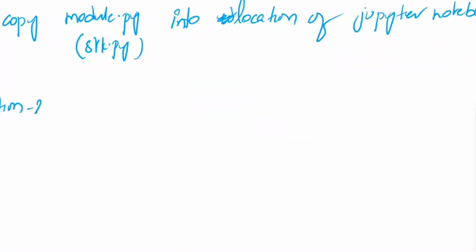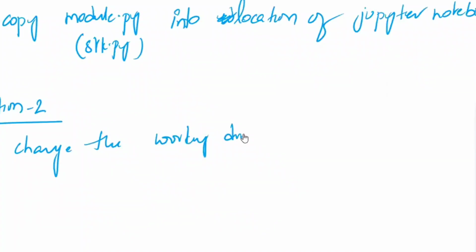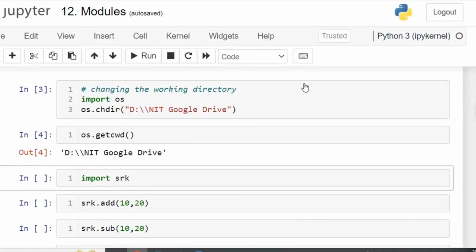Option number two, change the working directory. Either this one or that one, do any one of them. Change the working directory, or bring the file into the working directory. In my case, what I have done is option number two. I have changed the working directory to this location, and now my working directory is this second location.